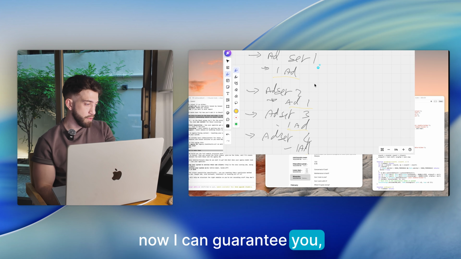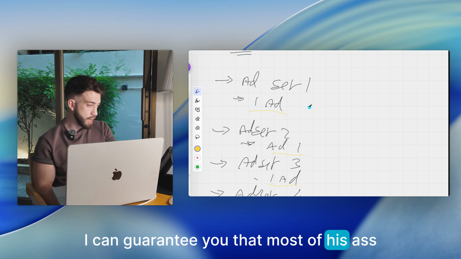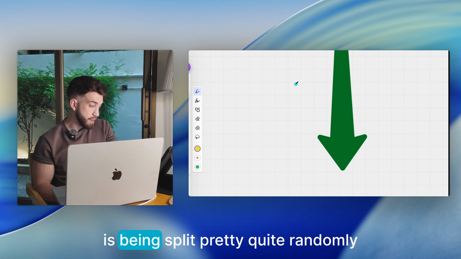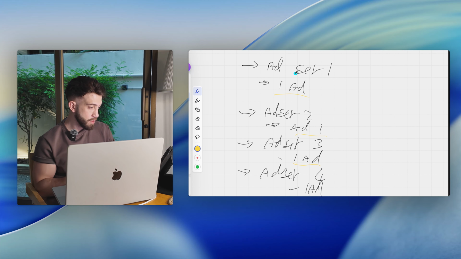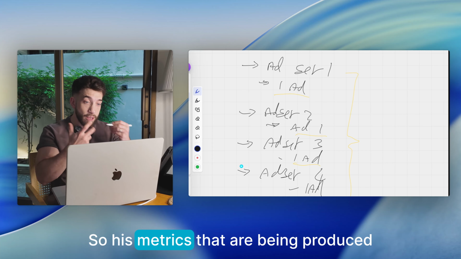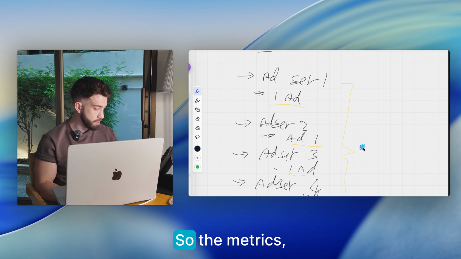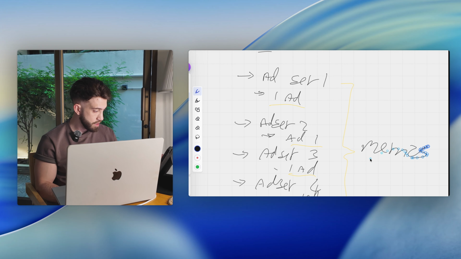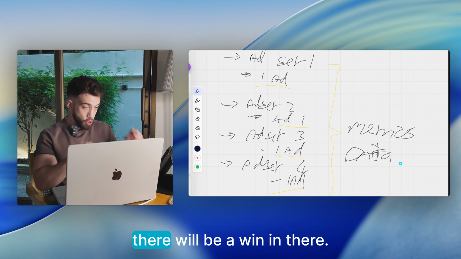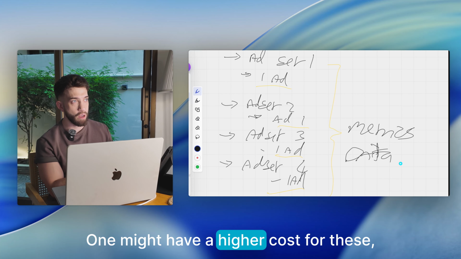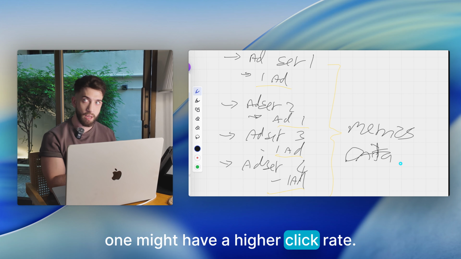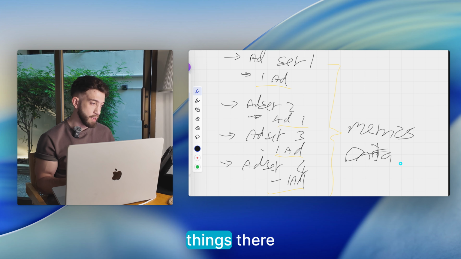Now I can guarantee you that most of his ad spend right now is being split quite randomly. But if he did this, his KPIs, the metrics, the data produced by this, there will be a win in there. They're not always going to perform the same way. One might have a higher cost per lead, one might have a higher click rate, there's going to be a bunch of data points there.